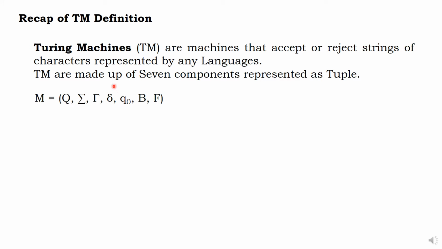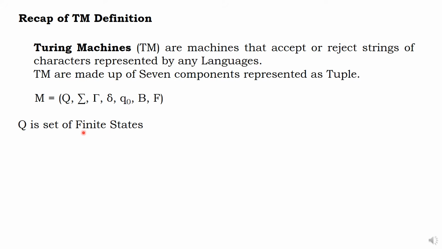A small recap of the Turing machine definition. We are going to have 7 components as a tuple: Q, sigma, gamma, delta, Q naught, blank and F. So they are the machines which accept or reject strings of characters represented by any languages.